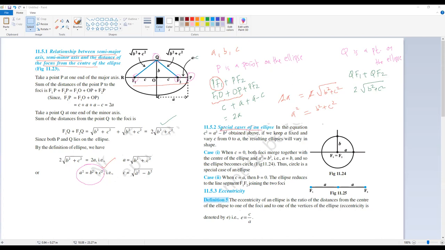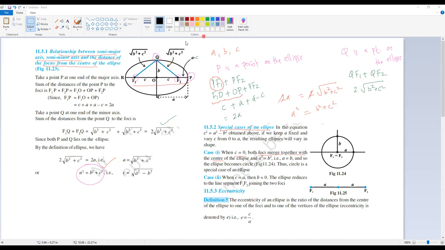Special case of an ellipse. So first thing, when C is equal to zero. So in the picture, look, C is equal to zero. C zero means the foci, where did both foci come? They came to the center. That means foci merge together with the center. C is equal to zero means the distance between the center and the focus is zero. So both these foci came to the center.